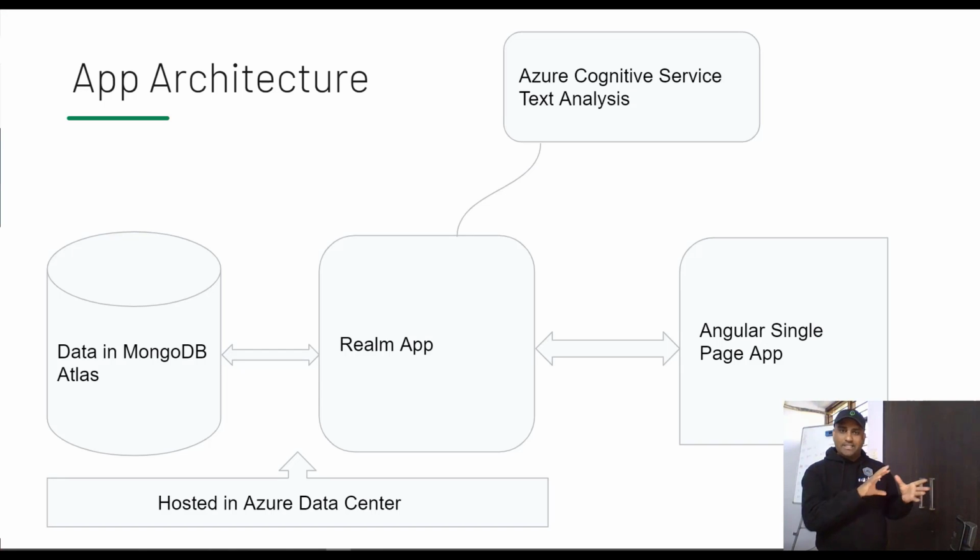So now this app architecture might be making more sense to you: our data is in Atlas. Then on top of that, we have the Realm app. Then we are going to use Angular to create that app, and then Azure Cognitive Services text analysis.